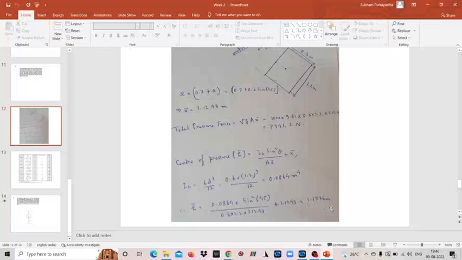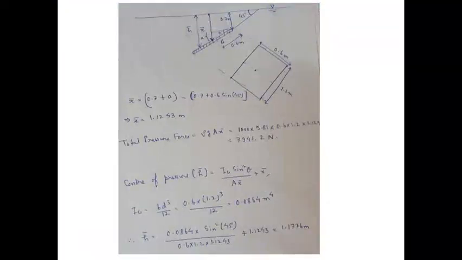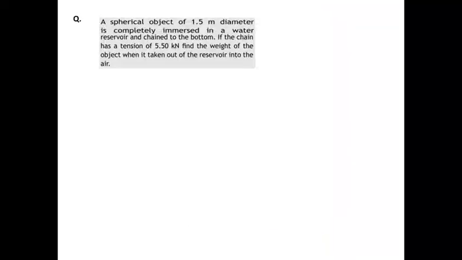Now let's move to the next problem. There is a spherical object of 1.5 meter diameter which is completely immersed in water in a water reservoir, and it is chained at the bottom. So there is a sphere whose diameter is 1.5 meter and it is completely underwater in a reservoir and it is chained to the bottom of the reservoir.